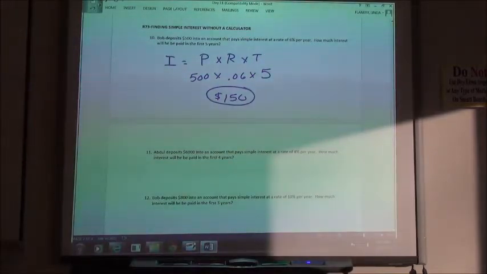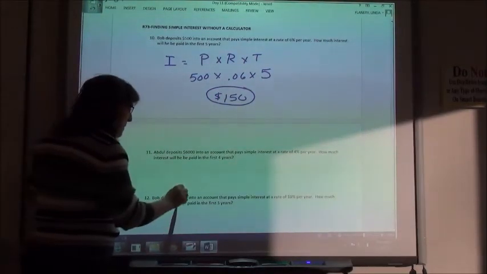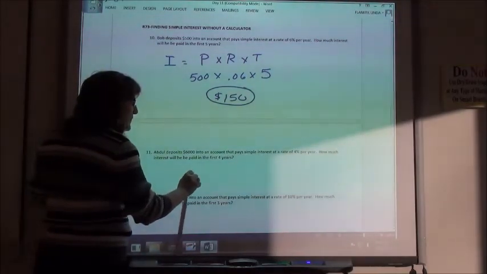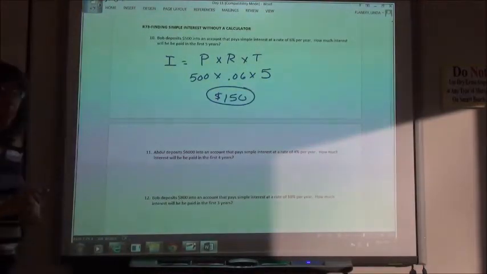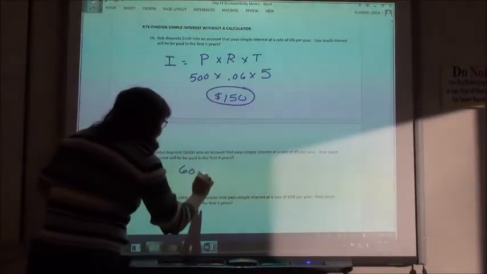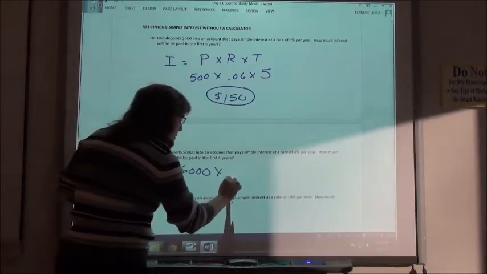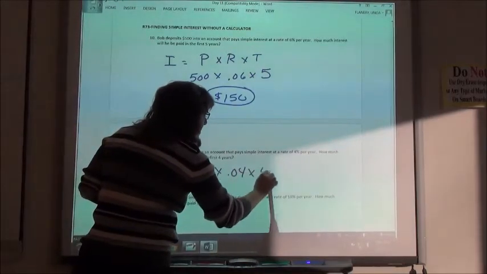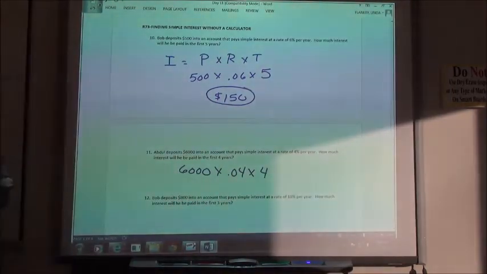So Abdul deposits $6,000 into an account that pays simple interest at a rate of 4% per year. How much interest will he be paid in the first 4 years? So on your calculator, you're going to do what? $6,000 times 4%, 0.04, times my 4 years. What did you get? $960? $960.